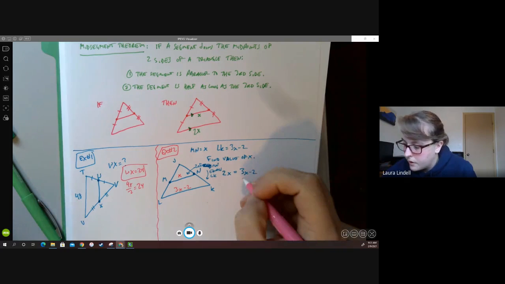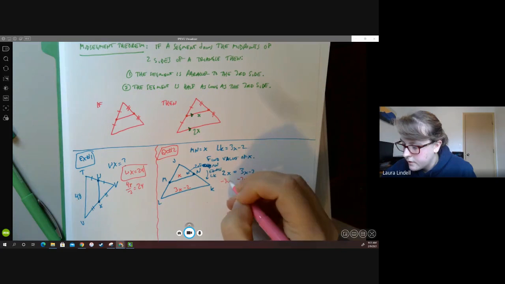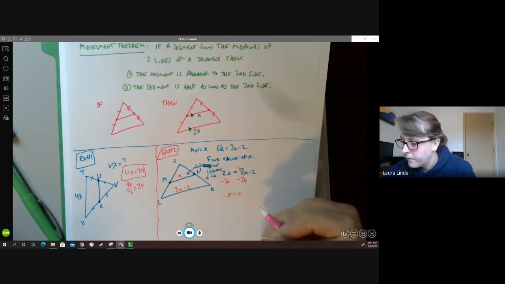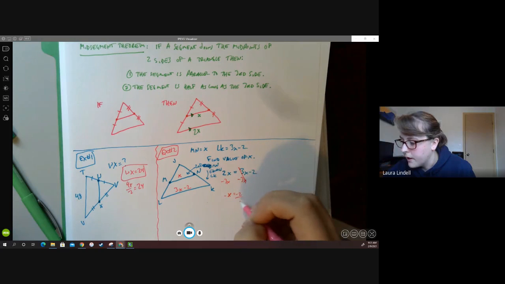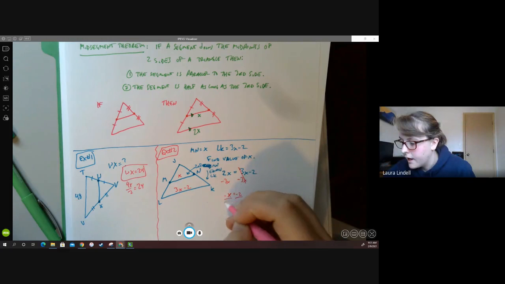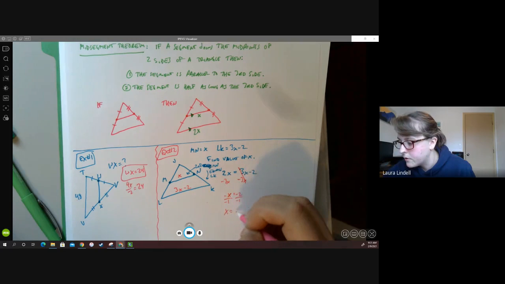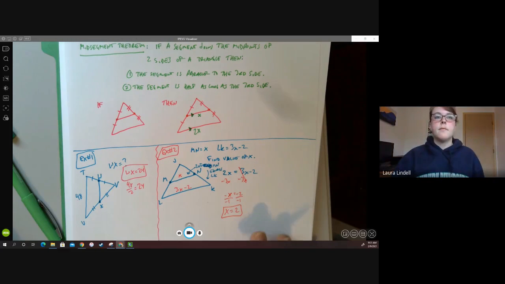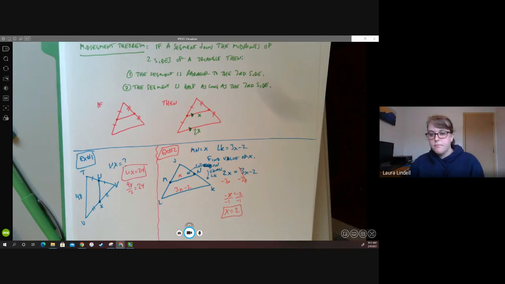So then I would go minus 3x. So we'd get negative x equals negative 2. So then divide by negative 1 on both sides to get x equals positive 2. All right. So that's the algebraic version of these kind of problems.